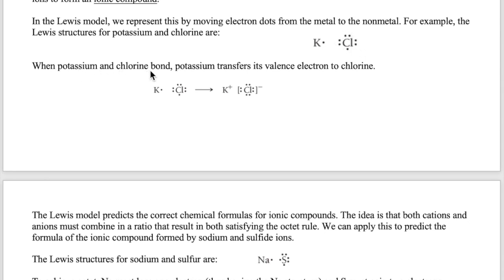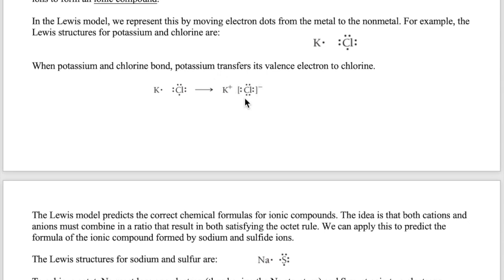When potassium and chlorine bond together, they have to satisfy the octet rule, which means that they have to have the electron configuration of a noble gas. The easiest way to do this is for potassium to lose that 1 electron and for chlorine to gain that 1 electron. So it'll become something like this, where the potassium becomes potassium ion, the chlorine becomes the chloride ion.